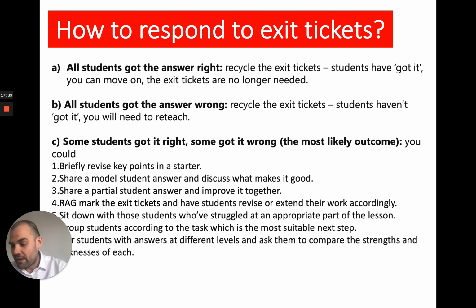You could get an exit ticket which was partially correct but not fully, and then as a class you could improve it, either under a visualizer or you could photocopy it and print it out for students. You can RAG the exit tickets if you want, so you could color code them between outstanding, partially got it but with a target, or didn't get it at all, and then you can get them to actually try and improve their work or their exit ticket using that feedback.